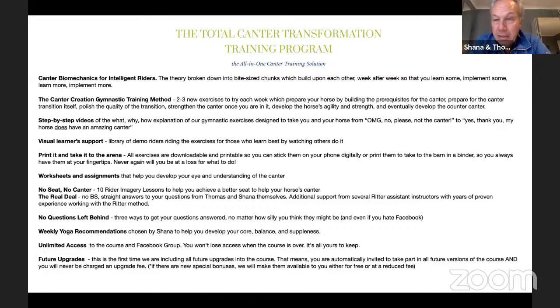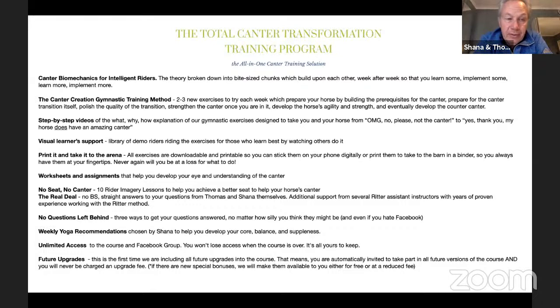Ultimately it's not enough to just somehow get the horse into the canter. Once you're in the canter, you want to be able to shape it and to do something with it, right? Like a flying change, or a pirouette, or a half pass, and so on. And with the combination of our exercises and the theoretical background, you learn to do that.